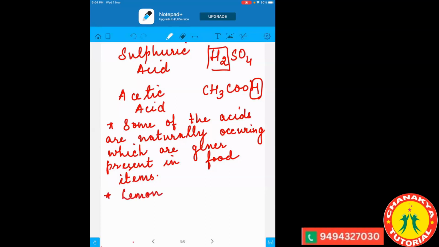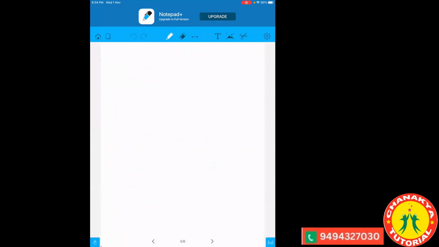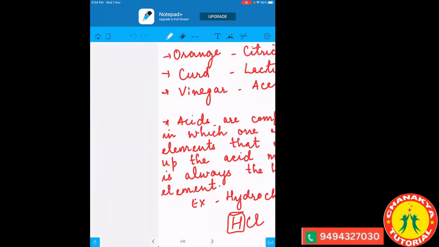The next point: lemon juice, orange juice, vinegar, curd, etc. are sour. Now, why are they so? It is due to the presence of acid. Yes, they are so because of the presence of acids in them. So these are a few points related to the acid.